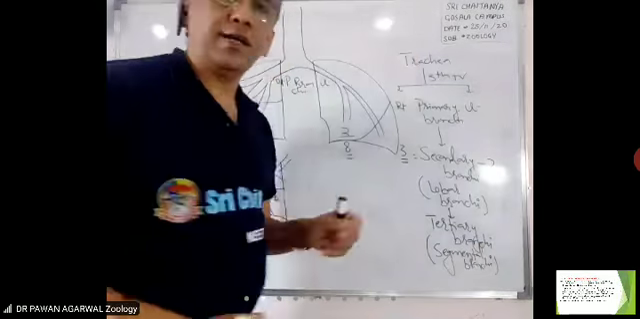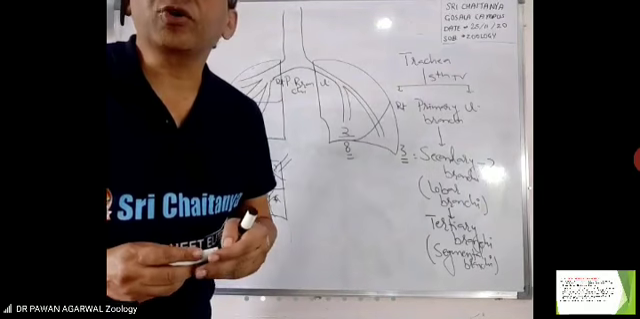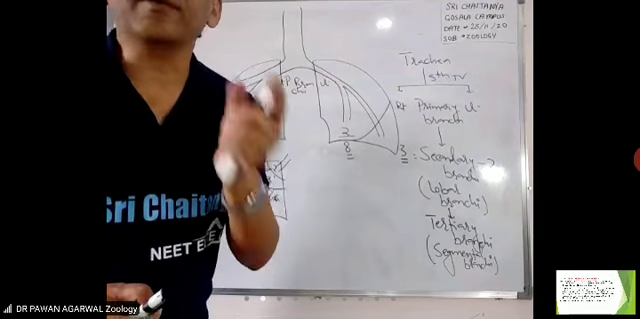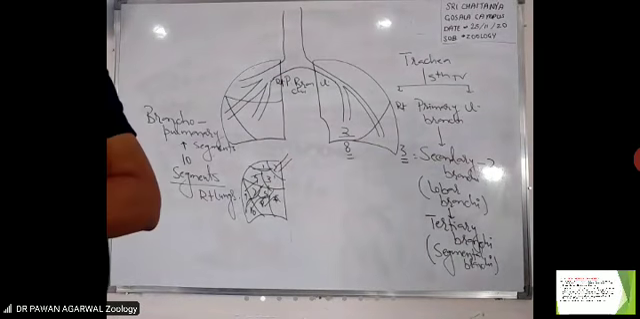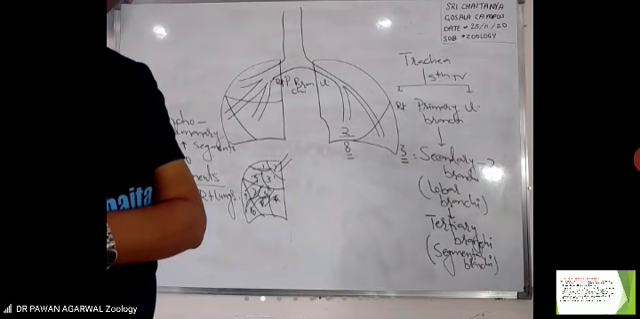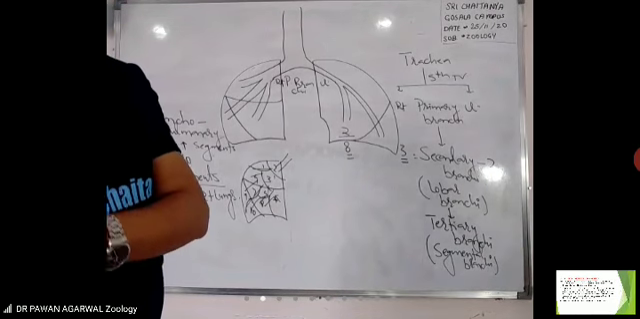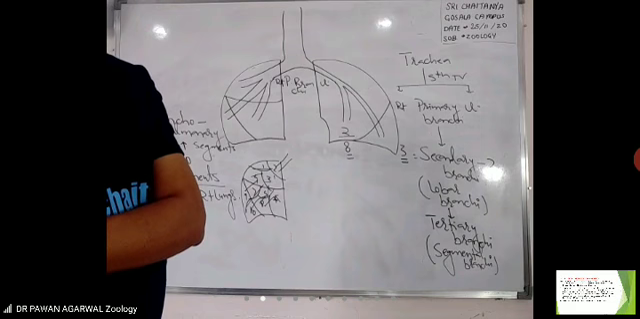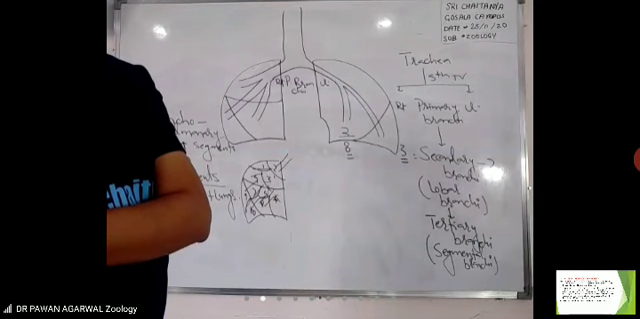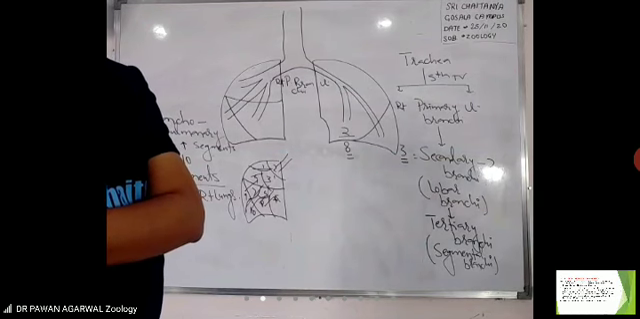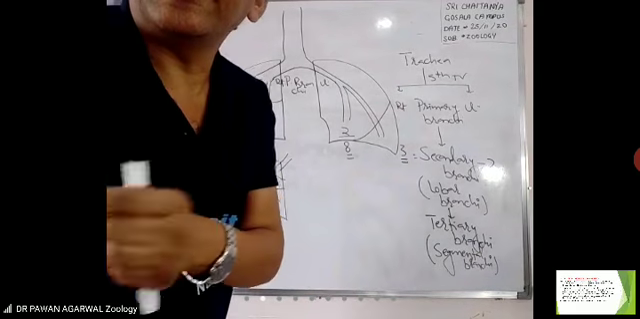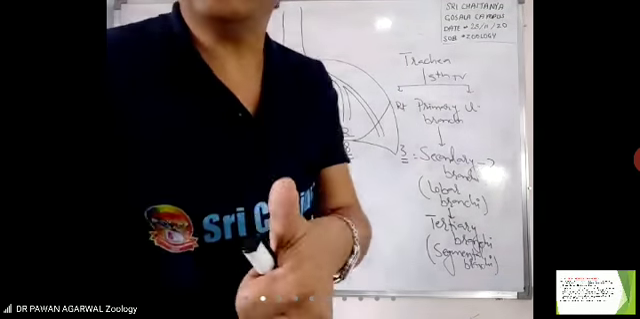Why is the tertiary bronchi known as the segmental bronchi? Anyone will say what is the reason? Because it enters into the segments. Very good. It enters into the segments.